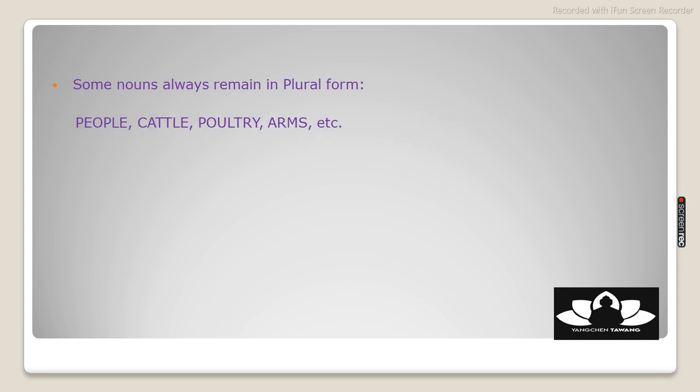And some nouns always remain in plural form: people, cattle, poultry, arms. When we use the term cattle, we denote all the cows, all the cattle. If we talk about some men, we denote them as people. The word people sounds singular, but it is a plural form.